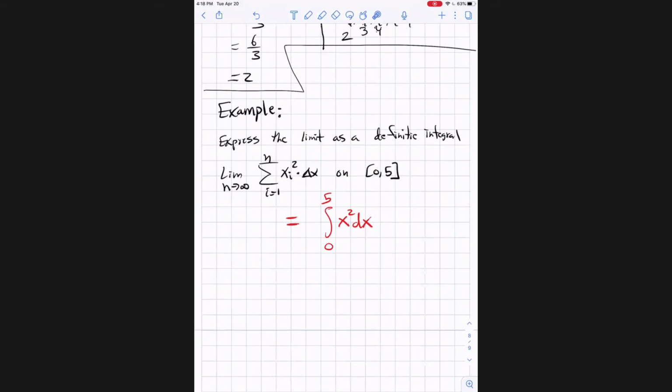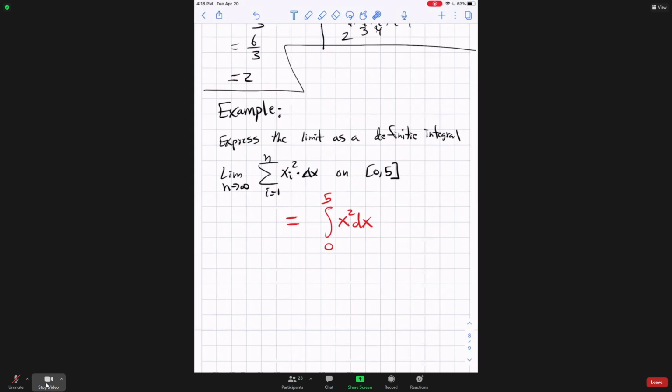How did I get that? Well, 0 to 5, it's right here. Your x sub i squared just becomes x squared, and the delta x becomes dx. And that's how you write it as a definite integral. Now, I know you're wondering what is going on. Where's the big picture? Don't worry about that. Just figure out how to do this right now. We'll get to the big picture later.